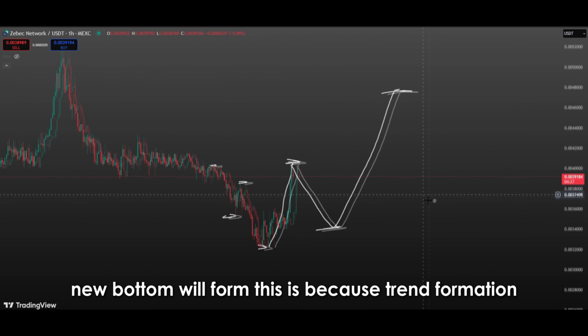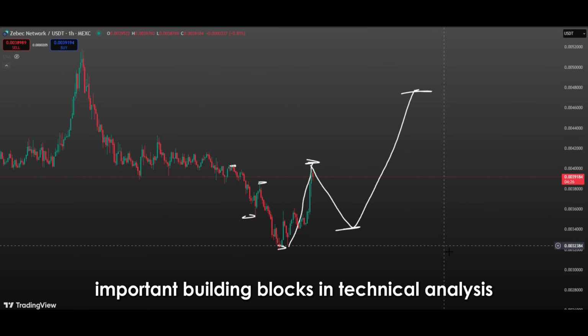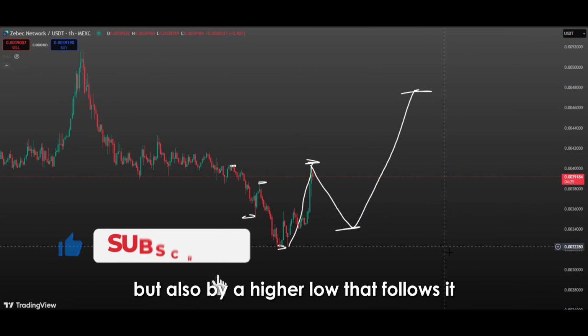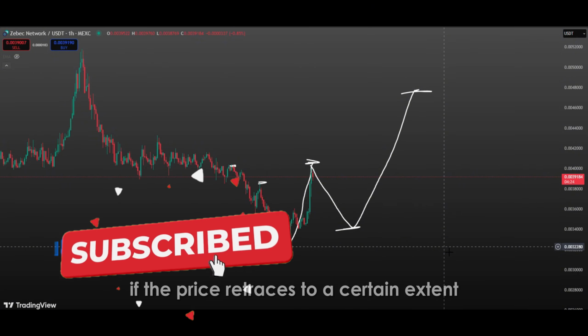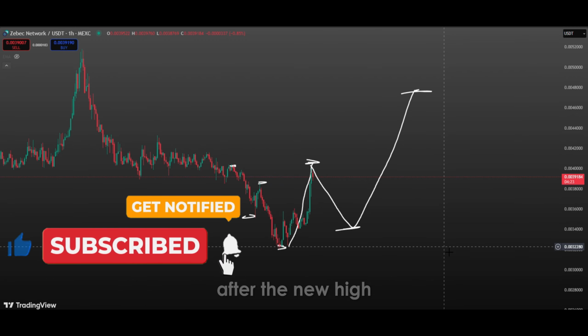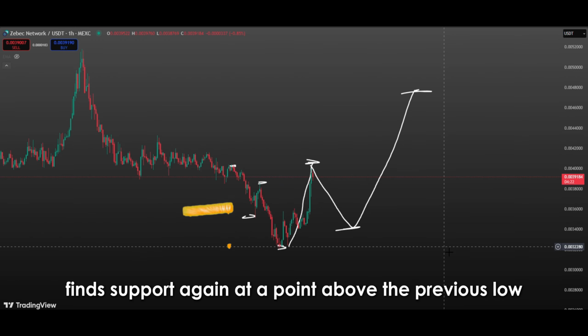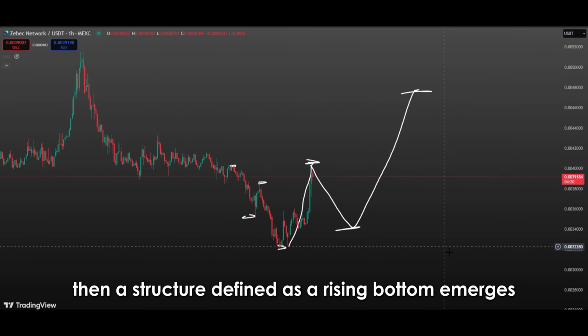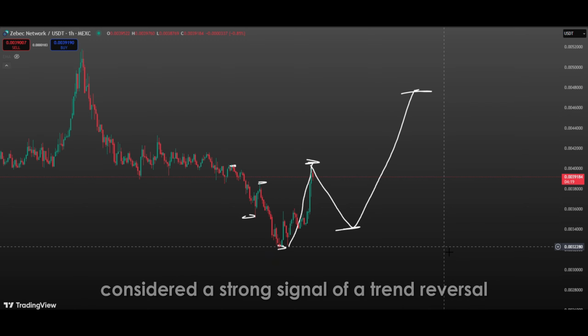This is because trend formation, one of the most important building blocks in technical analysis, is confirmed not only by a higher high but also by a higher low that follows it. If the price retraces to a certain extent after the new high, finds support again at a point above the previous low, and then bounces off it and starts to rise again, then a structure defined as a rising bottom emerges, and this is technically considered a strong signal of a trend reversal.